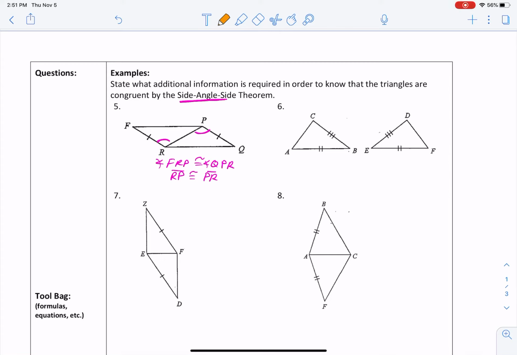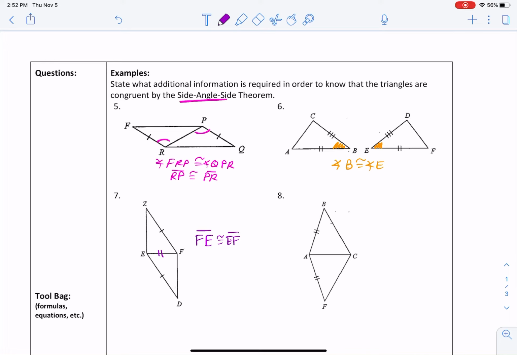For number 6, it's easier because they don't share a side. So I just need to know that those angles are congruent. I need to know that angle B is congruent to angle E. I need to know for sure that EF and FE are congruent. I can say that with the reflexive property, but I would still have to state it before I could use side, angle, side.